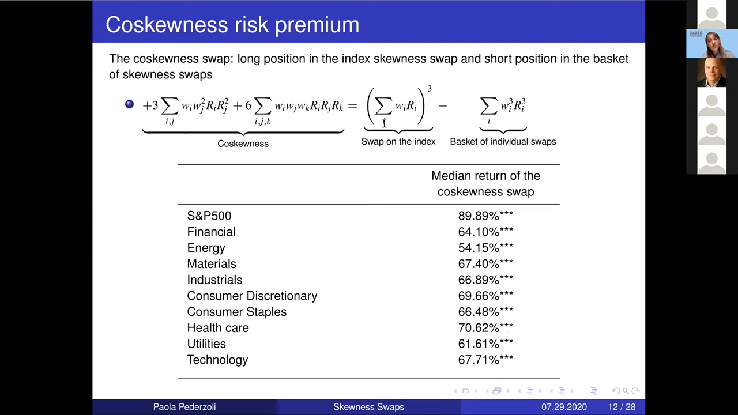I also do an exercise analogous to what has been done for correlation. By comparing the skewness swap of the index with the basket of skewness swaps, I can back out the co-skewness risk premium in the same way in which the literature has backed out the correlation risk premium from the difference between the variance of the index and the basket of variances. So this is simply a mathematical identity. And I can do this exercise for all my sectors because I have options on all the sectors. The return of this trading strategy, long the index and short the basket, gives me a direct measure of the co-skewness risk premium. What I find is that the co-skewness risk premium, so calculated, is very high, positive and significant for all the sectors. So this tells me that investors like positive co-skewness and they don't like negative co-skewness.